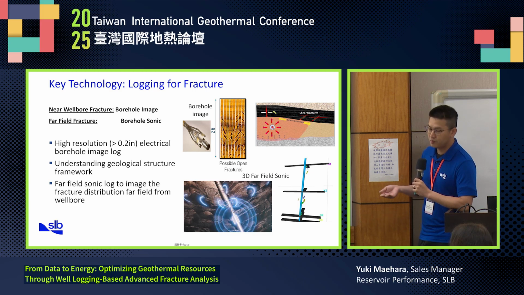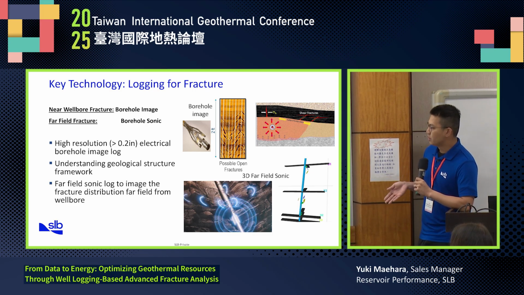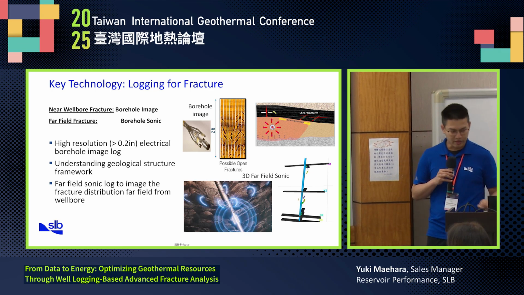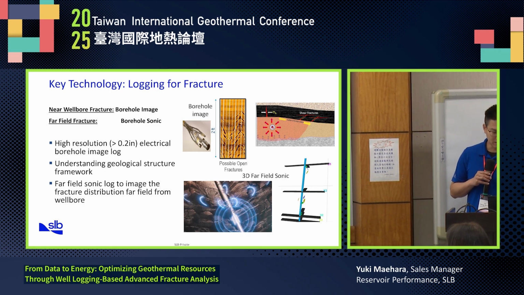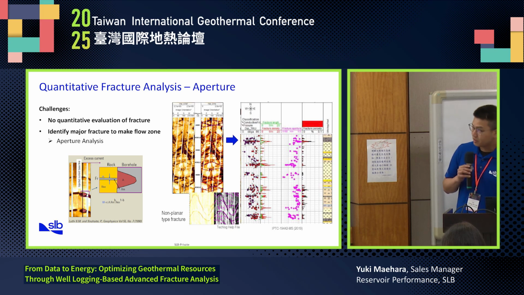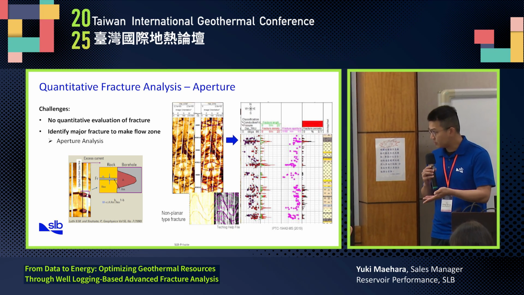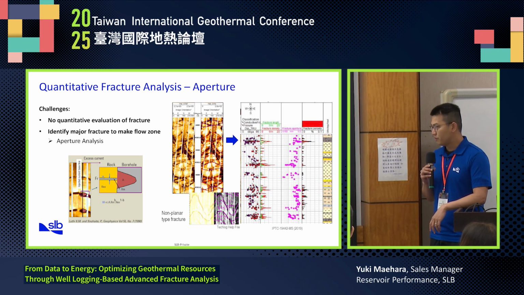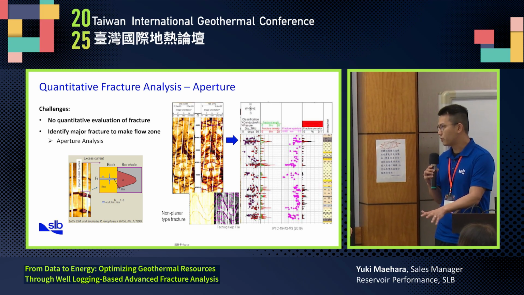We can provide monopole, dipole, and also Stoneley waves to cover the wellbore. So together with our FMI and Sonic Scanner, we can provide our advanced technology by our digital teams. Why it's important, as this slide is showing, we have a lot of fractures in the geothermal zone. But how can we identify whether they are useful or not, right?